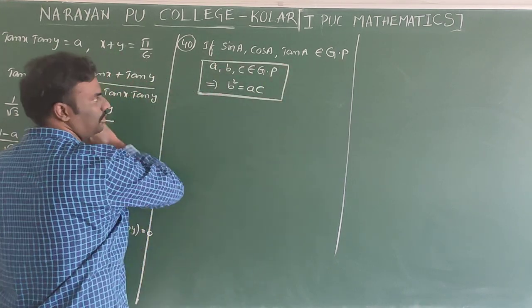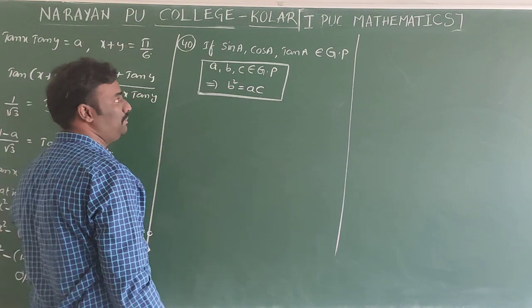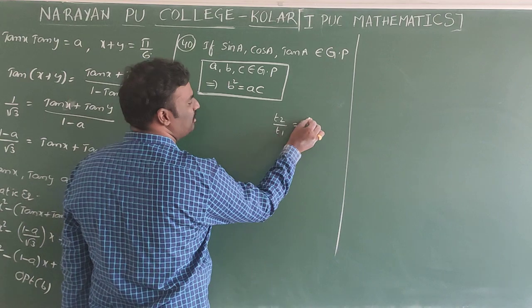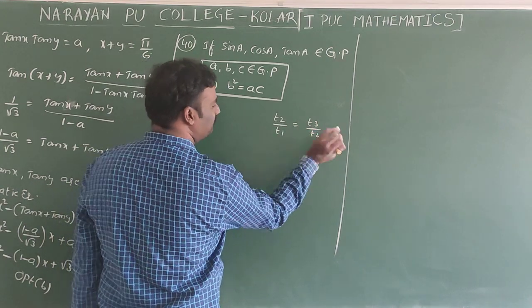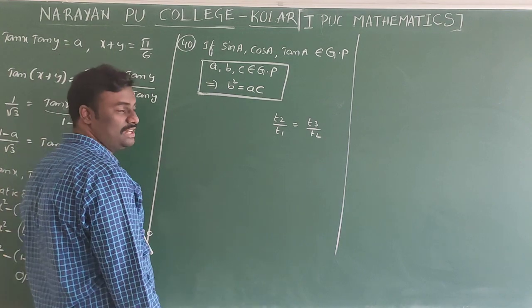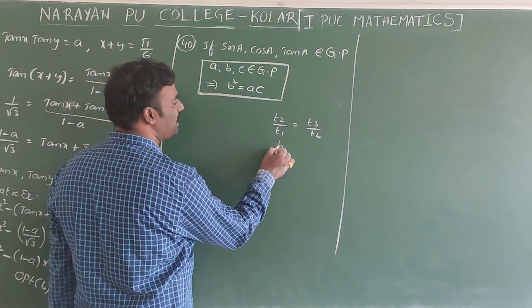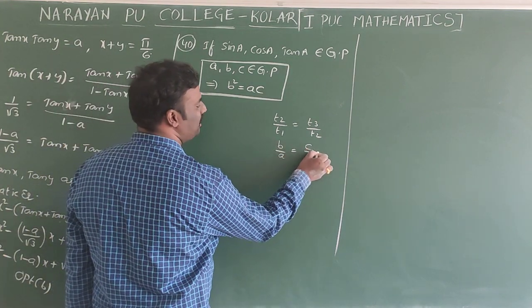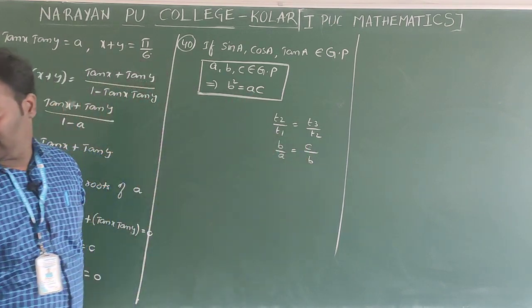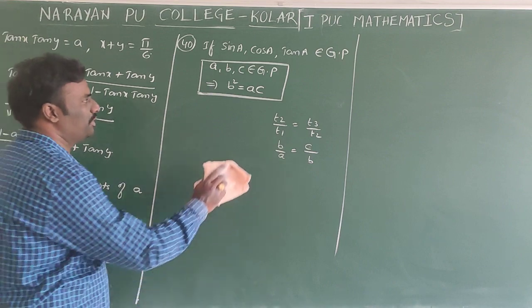In progress, this will get, why? Because GP means it maintains common ratio: T2 by T1 is equal to T3 by T2. AP means it maintains common difference. GP means it maintains common ratio. From this I can write B by A equals C by B. Cross multiply, B square is equal to AC, you will get. This is the condition for geometric progression.